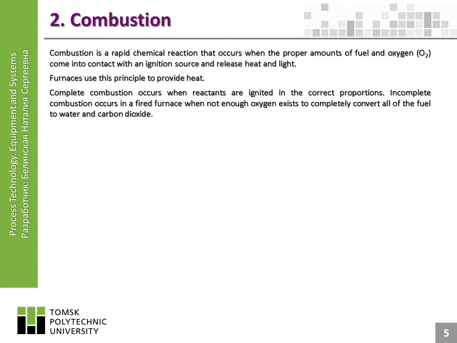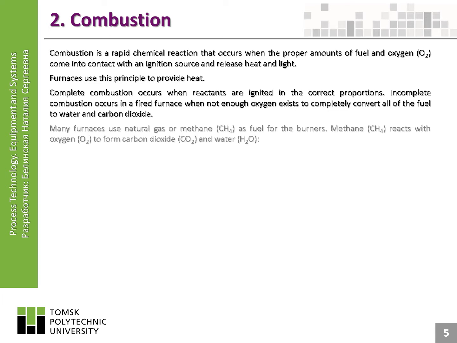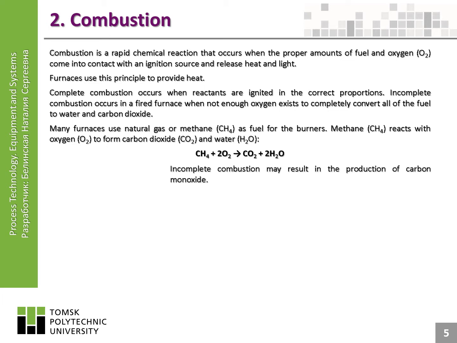Incomplete combustion occurs in a fired furnace when not enough oxygen exists to completely convert all of the fuel to water and carbon dioxide. Many furnaces use natural gas or methane as fuel for the burners. Methane reacts with oxygen to form carbon dioxide and water. Incomplete combustion may result in the production of carbon monoxide. The chemical processing industry also uses ethane, propane, and light oils for fuel.